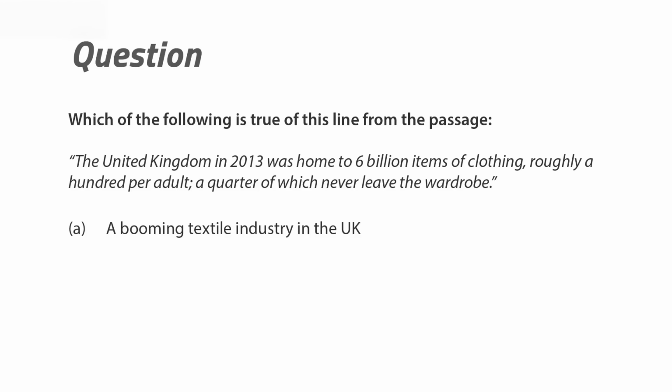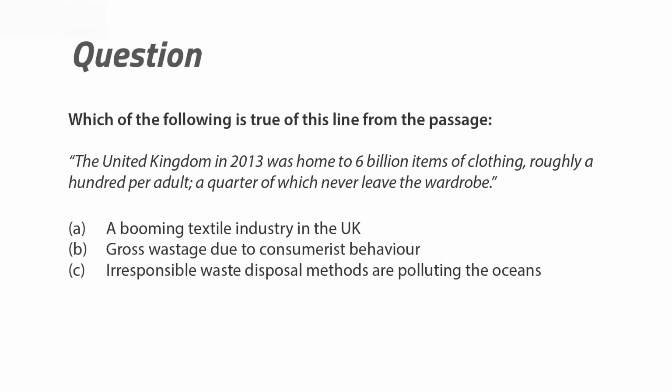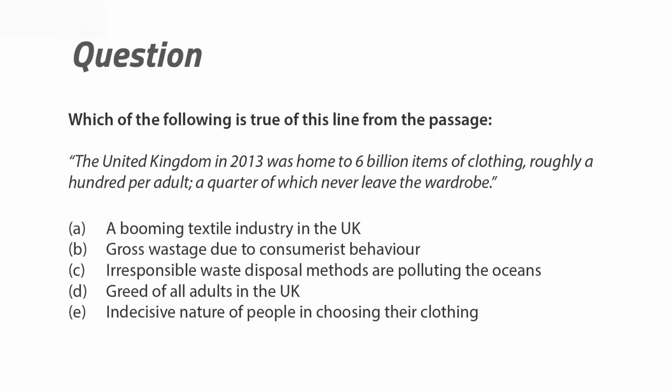Now let's take a look at your options. Option A, a booming textile industry in the UK. Option B, gross wastage due to consumerist behavior. Option C, irresponsible waste disposal methods are polluting the oceans. Option D, greed of all adults in the UK. And option E, indecisive nature of people in choosing their clothing. However, with all factual questions, the answer lies within the given snippet.